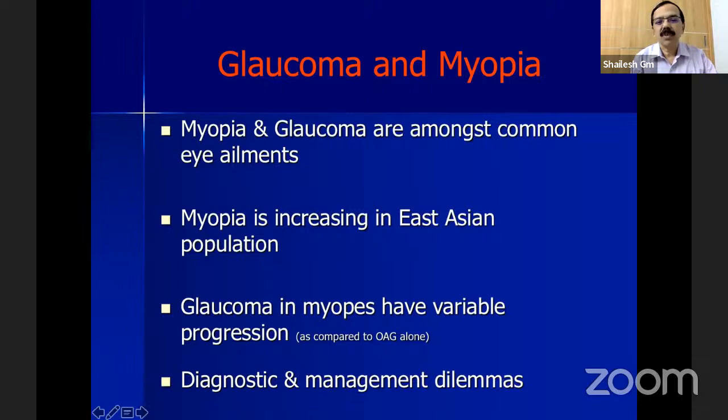I'll just touch upon the salient features of how glaucoma presents in myopic patients. Myopia and glaucoma, we all know, are the commonest eye ailments. They constitute a majority of them, and it is increasing in the East Asian population. That is the worrisome fact of it. Glaucoma in myopes has variable progression as compared to OAG alone, and they also come with diagnostic and management dilemmas.